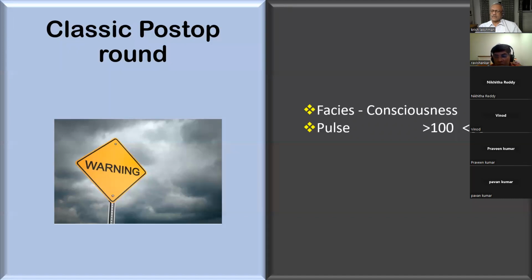Sir, what is a pulse rate that would make your antenna go up? Sir, normal pulse rate is 60 to 100. No, I want the range, the extremes. I have already given you the answer there. Sir, greater than 100 and less than 55.